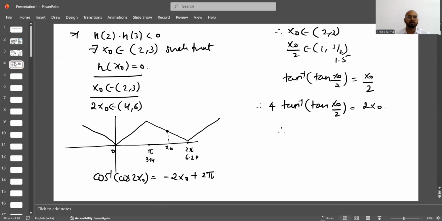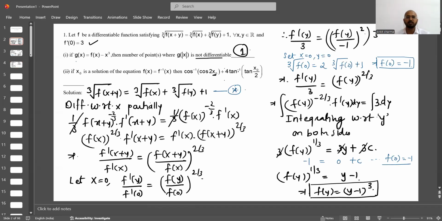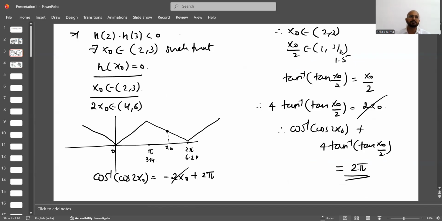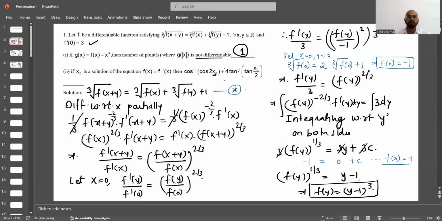So after all, we need to add them. So therefore, we get here this plus this. So therefore, cos inverse of cos 2x naught plus 4 times tan inverse of tan of x naught by 2 will be equal to simply this, and this gets cancelled, and I get here 2 pi. So the answer would be 2 pi. Done. So let's go to the next problem.